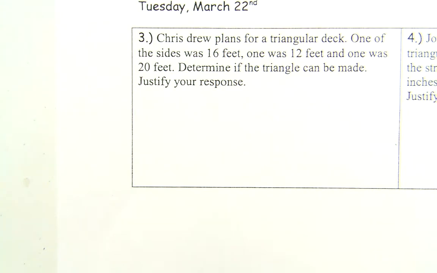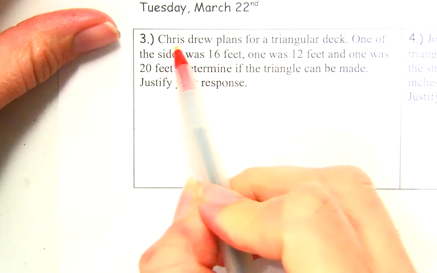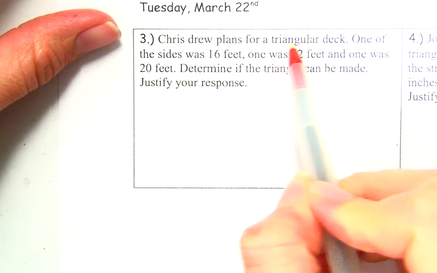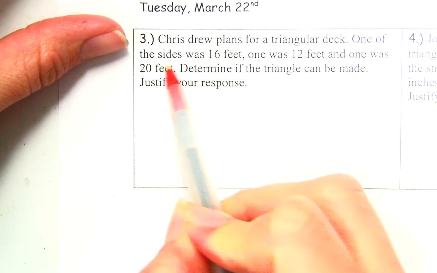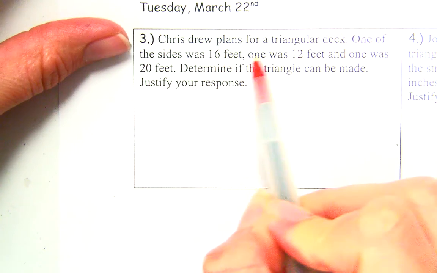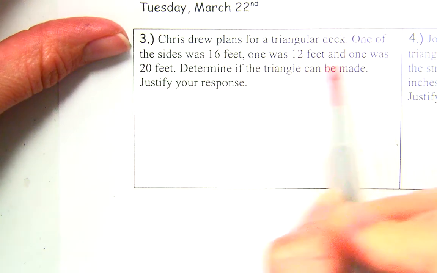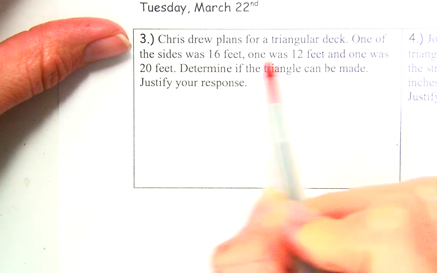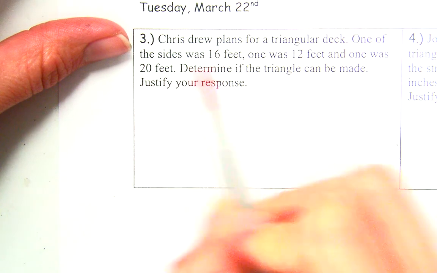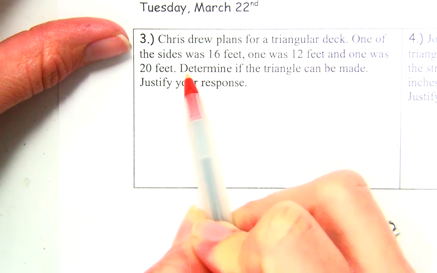All right, tonight we're continuing working with triangles again like we did before spring break. So we just want to make sure you remember all those properties and those things we've talked about. So it says, Chris drew plans for a triangular deck. One of the sides was 16 feet, one side was 12 feet, and one was 20 feet. So they give me my three measurements that could potentially make that triangle.